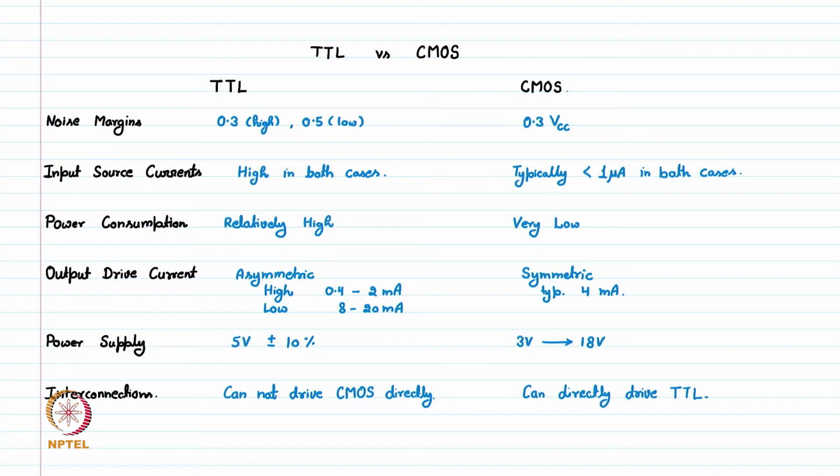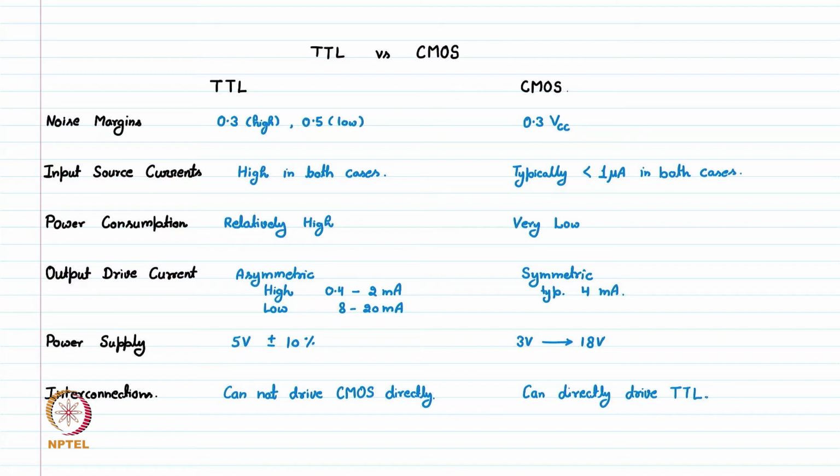So these are a few points which are very different between TTL and CMOS. In TTL the noise margins are 0.3 and 0.5. However, for CMOS it is a very fixed value, typically 0.3 or 30% of the full supply range. Input source current is high in both cases for TTL. However, for a CMOS it is very low.